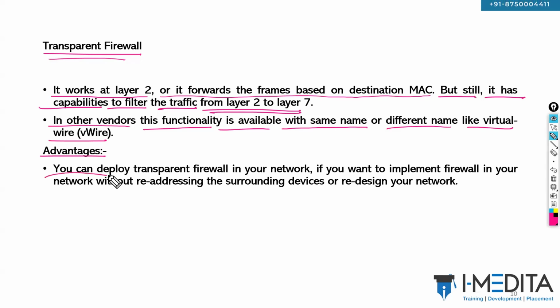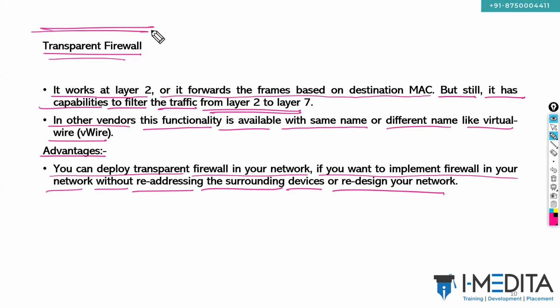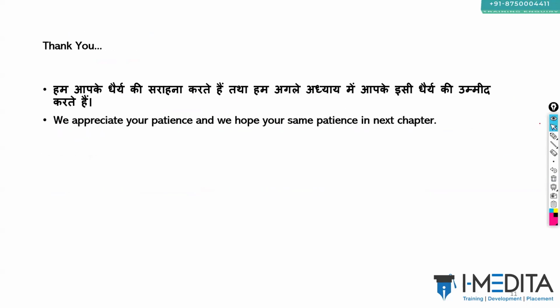What is the advantage? You can deploy a transparent firewall in your network if you want to implement a firewall without readdressing the surrounding devices or redesigning your network. If you don't want to configure your devices again or give them IP addressing again, you can still deploy a firewall in your network, and that solution is called a transparent firewall. Okay, so this was something about transparent firewall.